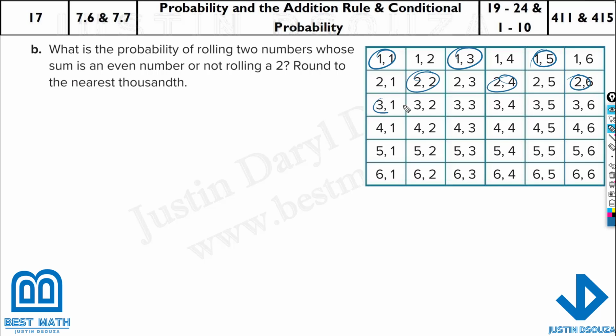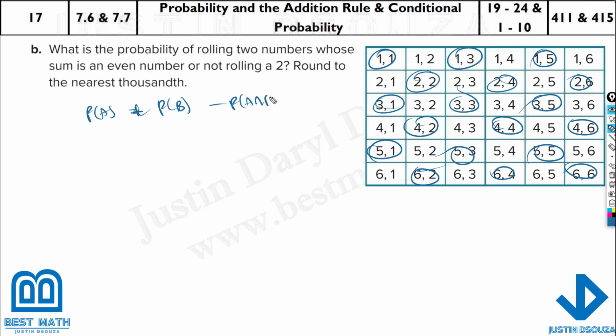So how many numbers will be there? Each row there are 3, so it's going to be 18. So all these are even numbers. Whatever I've just put a circle on are even. So probability of A would be all even numbers. I'll write this formula: probability of A plus probability of B minus probability of A and B. So that is 18 out of 36 plus, what is the next one?